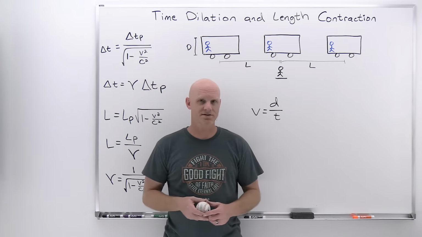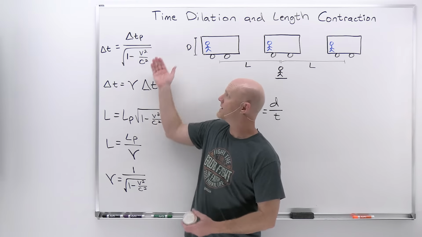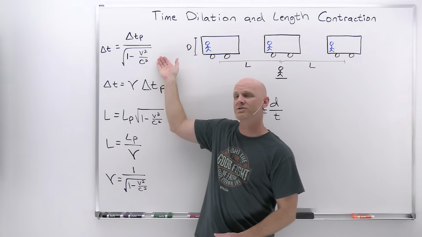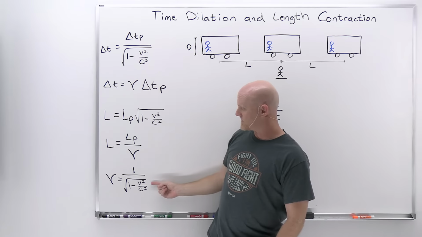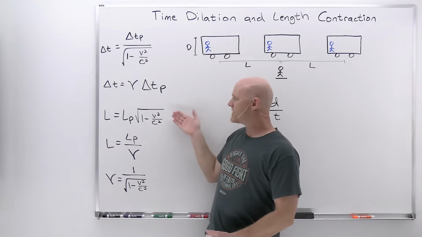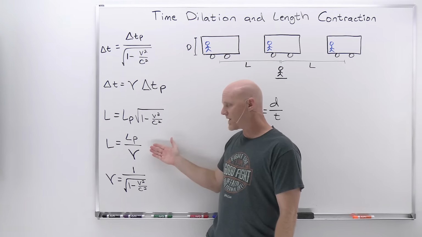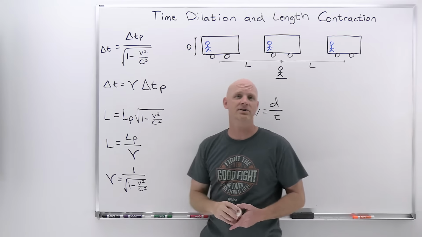So we're going to start this lesson off talking about time dilation. And here's the lovely equation for time dilation. It turns out you can also write it in terms of what's called the Lorentz factor gamma here. And there's what the Lorentz factor is equal to. And then here's the formula for length contraction. You can also write it in terms of that Lorentz factor as well.